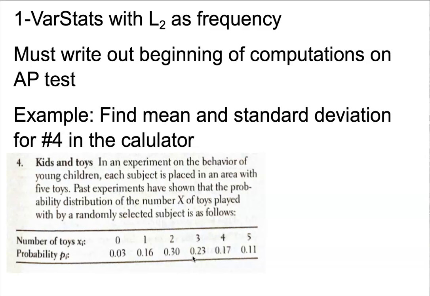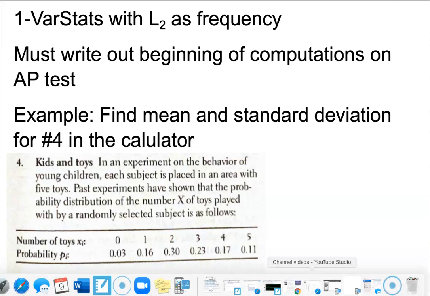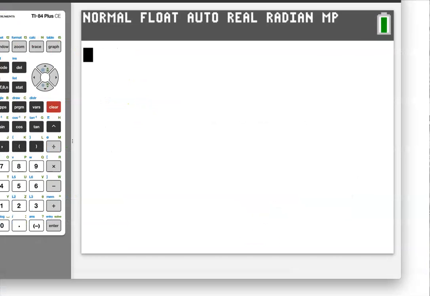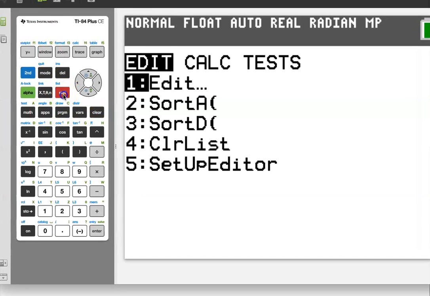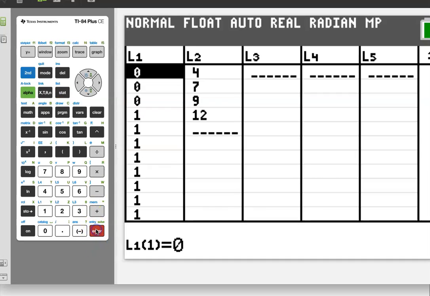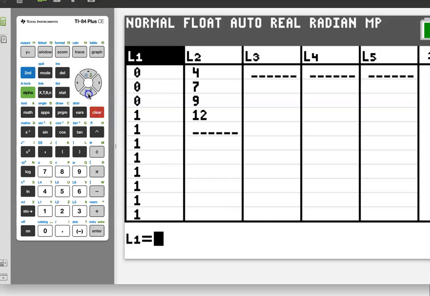Okay. So we are going to go to our graphing calculators here, and we're going to enter in the list. So you're going to go to Stat and Enter. Go ahead and clear out whatever you may have in there.